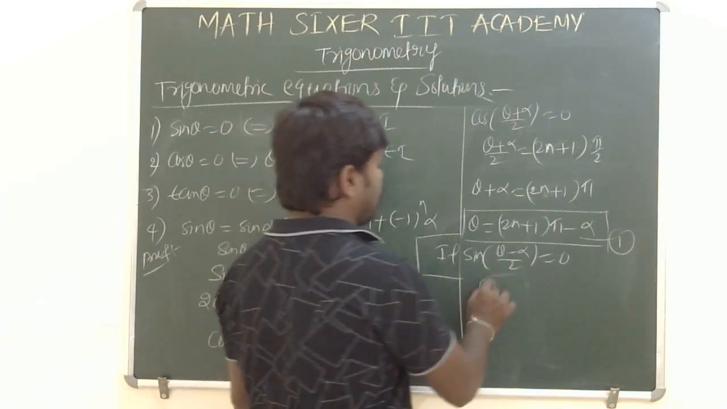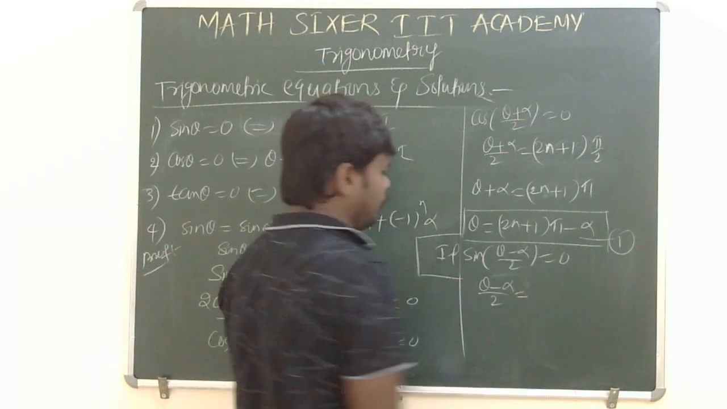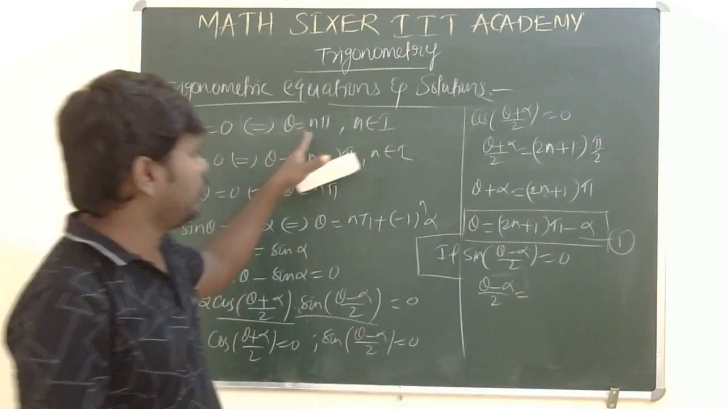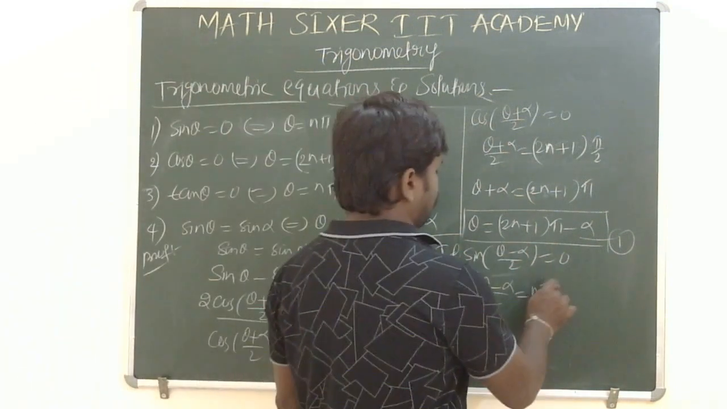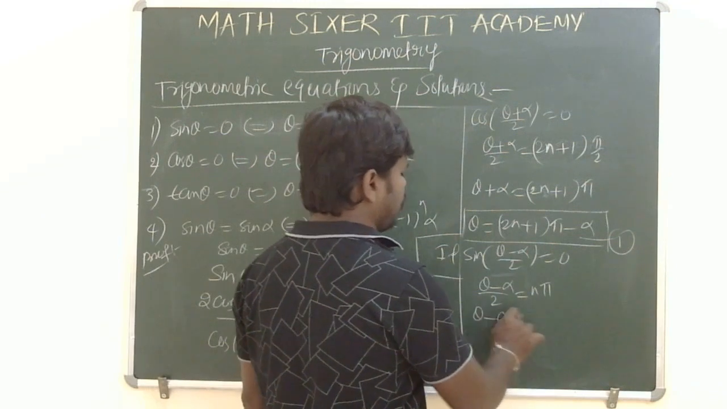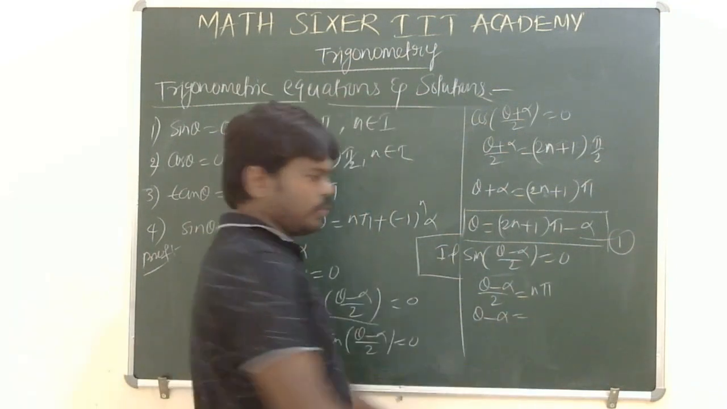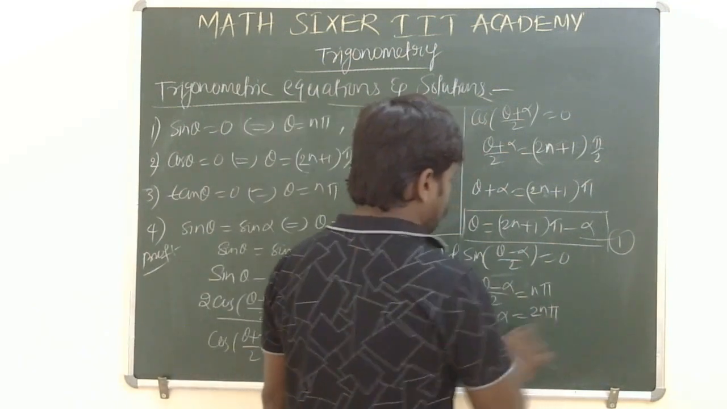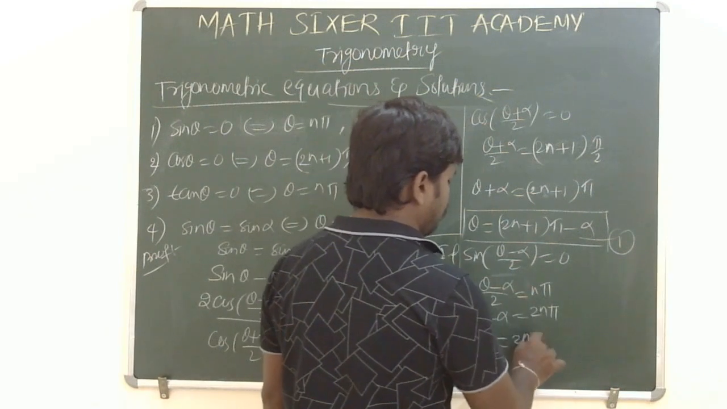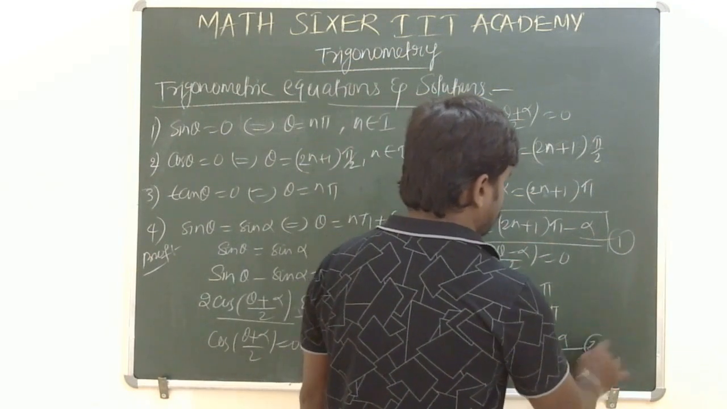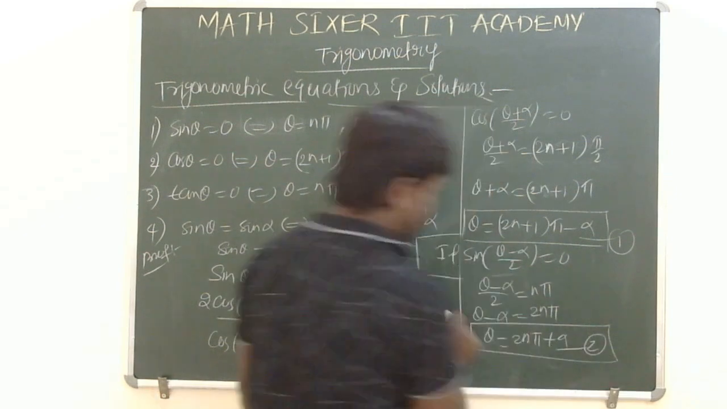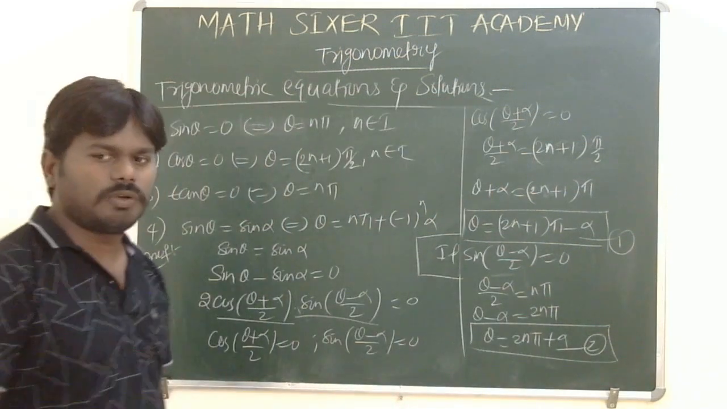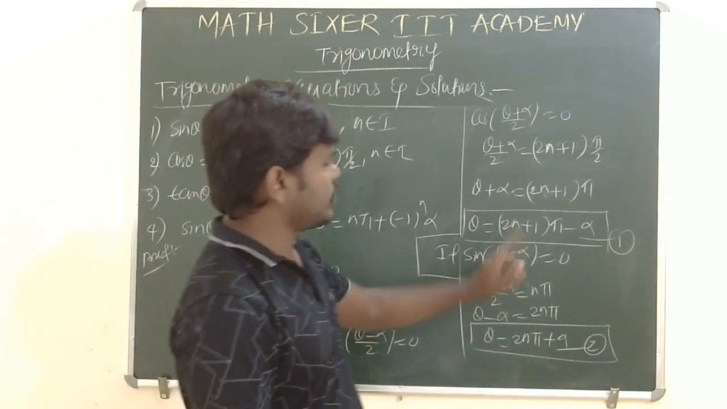So here (theta minus alpha)/2 is equal to what now? Theta is equal to n pi now, so here take n pi. So now here theta minus alpha is equal to 2n pi. So here theta is equal to 2n pi plus alpha. This is the second equation. Okay, so first equation, second equation.